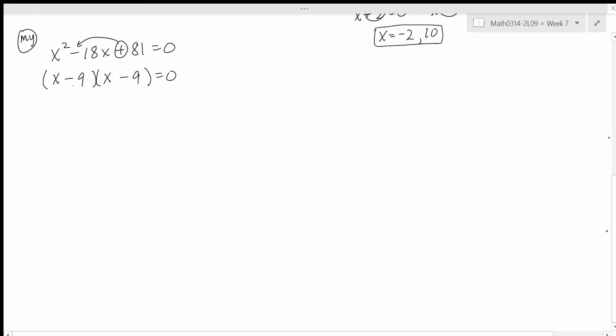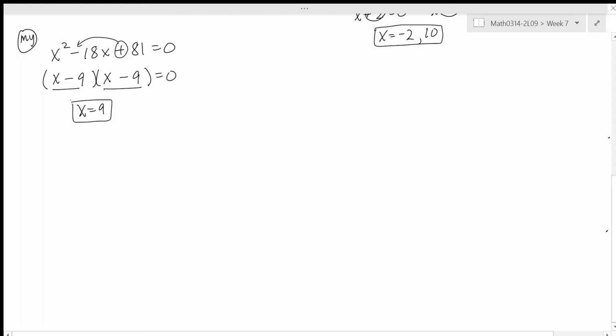And now do I need to set each factor equal to 0? Did you notice those factors are identical? So if I set them both equal to 0, am I going to get the same answer? Yeah, so in this case, I really only need to set one of them equal to 0 because the other one will produce the same answer. So we're going to get x equals 9.